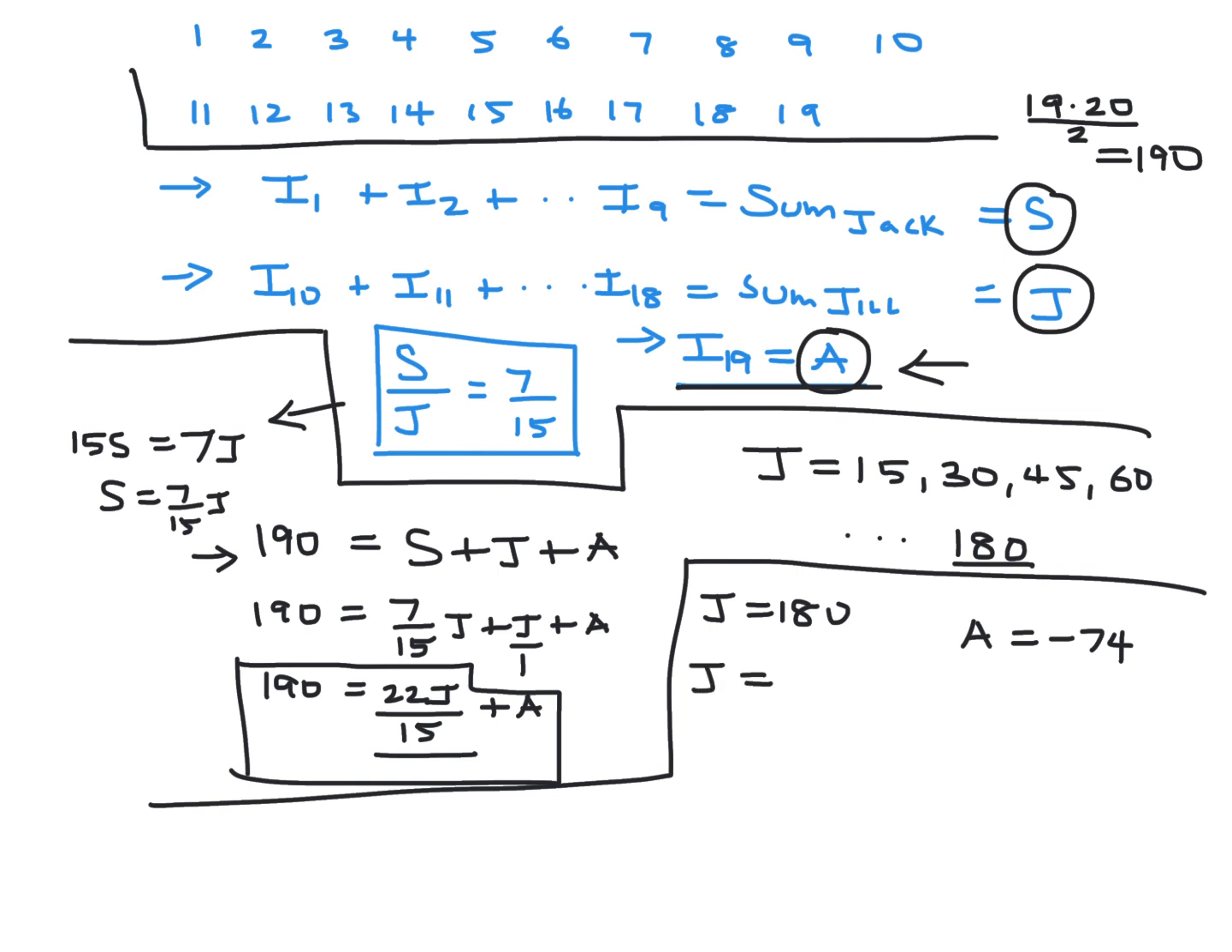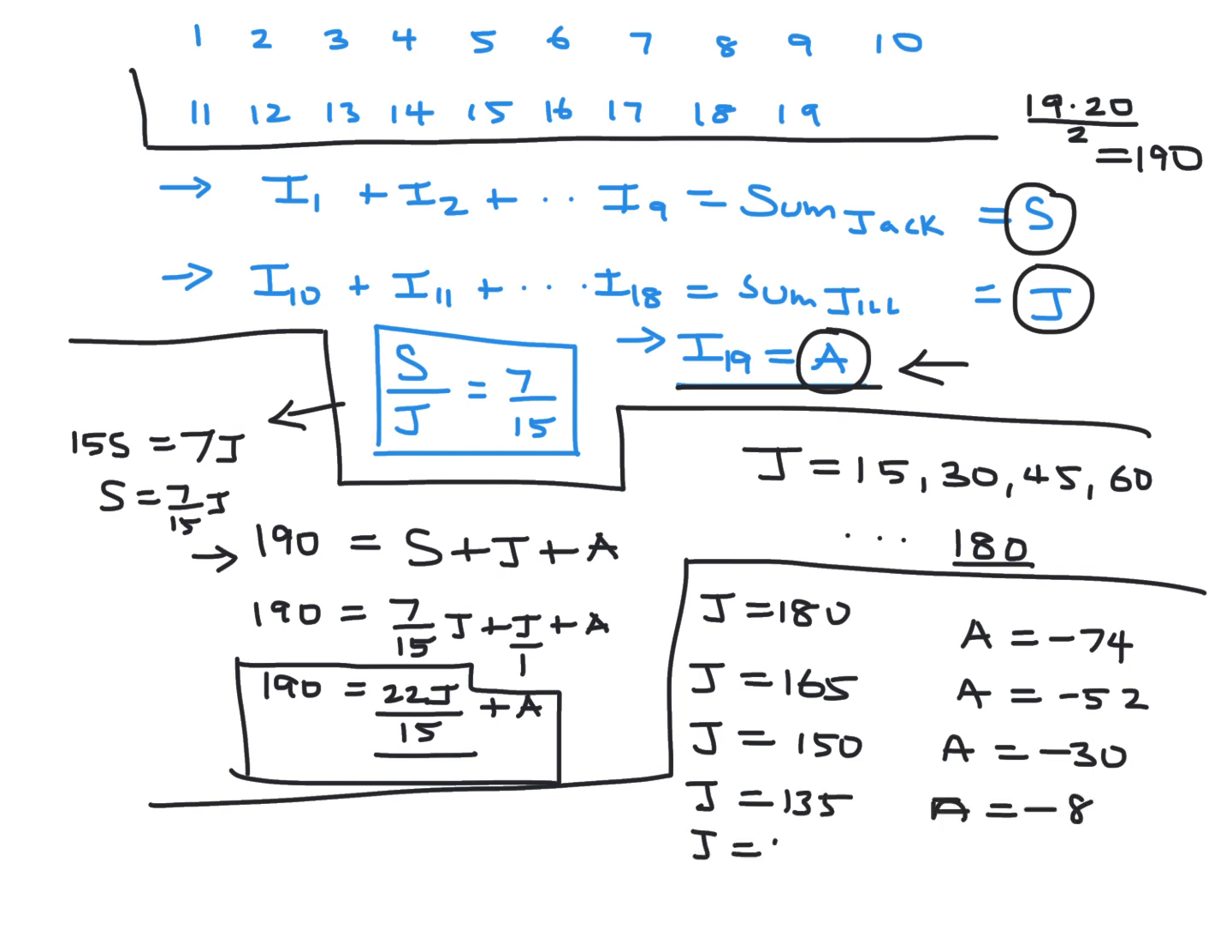Okay, let's keep going. If J is 165, which is the next one down, A would be minus 52. If J is, what's the next one? 150, right? A is minus 30. Okay, we're going in the right direction for A. J is 135, A is negative 8. And I have a feeling the next one will do it. When J is 120, A is 14. Let's just do one more. When J is 105, A would be 36, and obviously that is outside that range. So I am confident that A is 14, and that is the answer to the question.